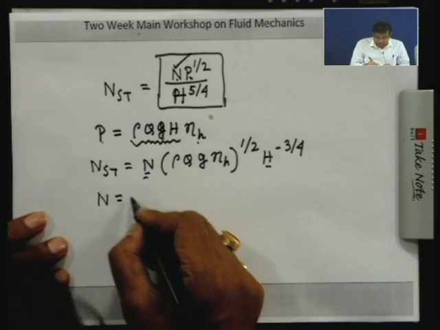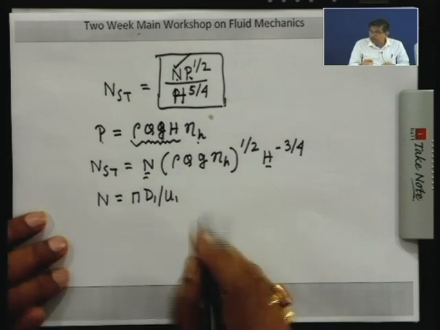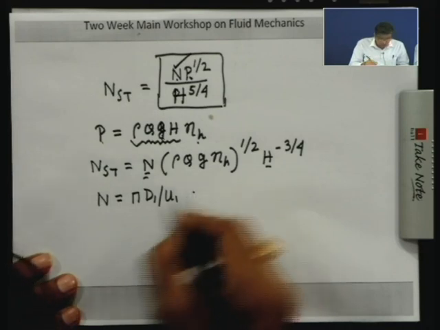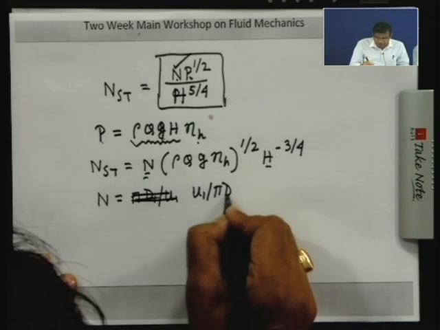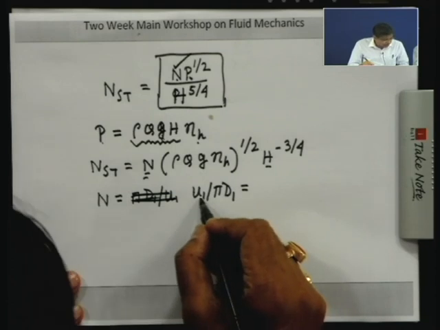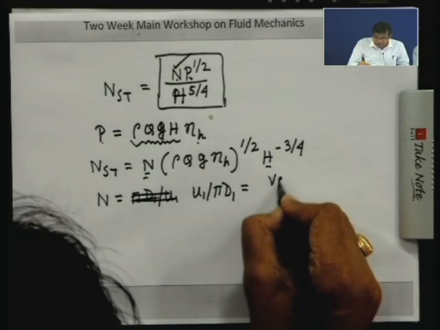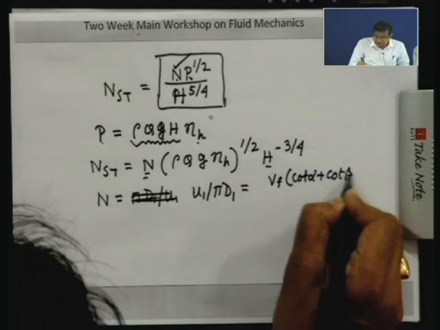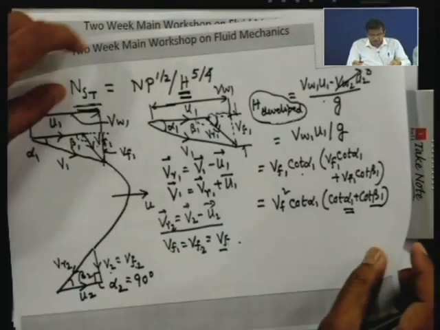now N is what? N is pi D by U, and if I write this at the inlet, it will be pi D1 by U1 or pi D2 by U2. N is constant. Now this U1 by pi D1, I am sorry. Now this U1 by pi D1, I am extremely sorry. This U1 we have already seen, what is U1? U1 is Vf cot alpha plus. So in such small space, it is very difficult to show everything, that is the problem, small space.